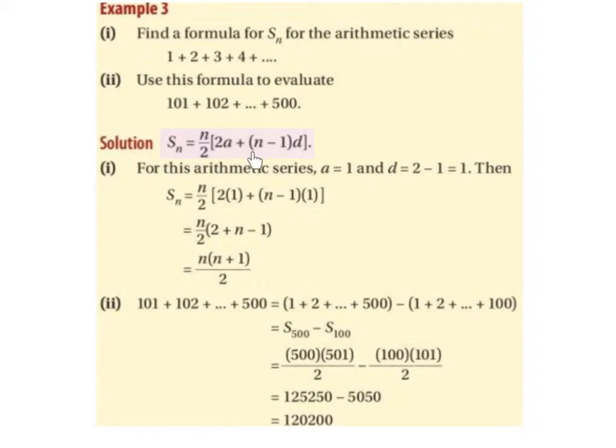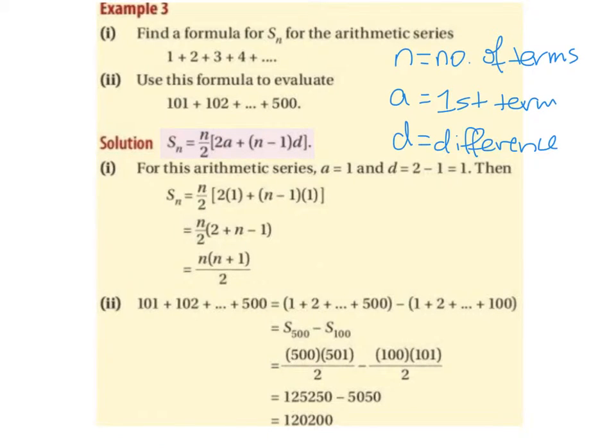The n represents the number of terms. The a represents the first term. And the d represents the common difference. So in our sequence 1, 2, 3, 4, ... 1 is the first term, so a is equal to 1. The difference between 1 and 2 is 1, or 2 minus 1 is 1. So d is going to be 1, the difference is 1.